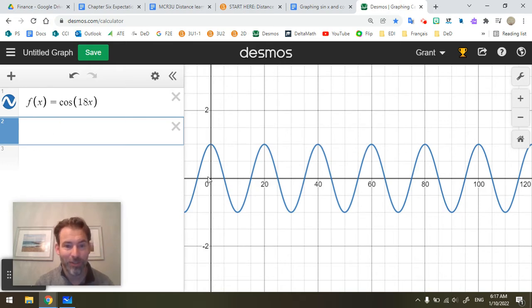And we can very clearly see a pattern in these numbers. The function's equal to 1 at 0, at 20, at 40, at 60, at 80, at 100, and then at 120, and so on and so on.